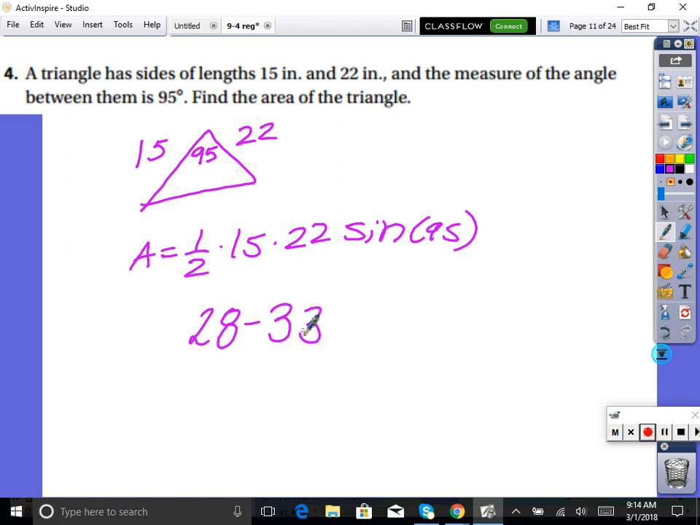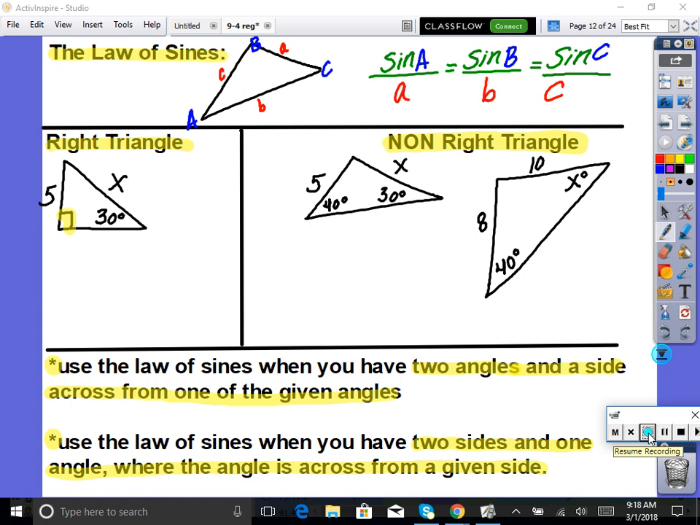Should be pretty quick. Now we know how to find the area of a non-right triangle. So now we know right triangle trig. Right triangle trig allows us to find missing angles of a right triangle and missing side lengths. For example, this is a right triangle. I can just set up simple old right triangle trig to find this side, opposite and hypotenuse.